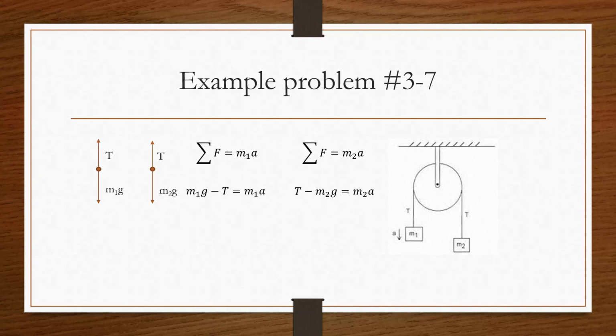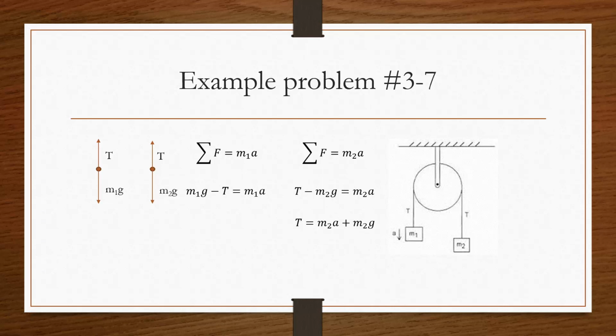And so I could say M1G minus T is M1A, because I'm pretty sure that M1 is going to accelerate downward, so I'm going to guess the weight of mass 1 is bigger than the tension in the string. And I'm going to say the tension in the string minus the weight of mass 2 is M2A, because I'm going to guess that M2 is going to accelerate in the upward direction, meaning the tension is bigger than the weight.